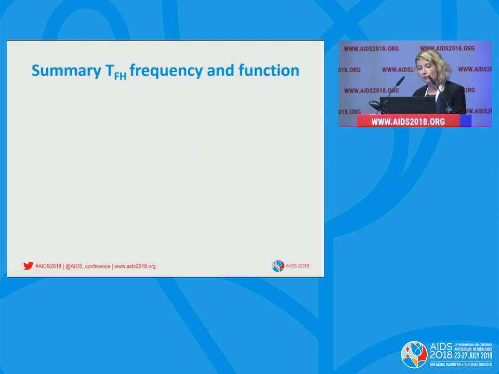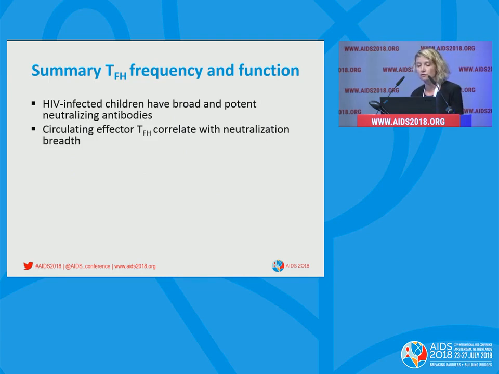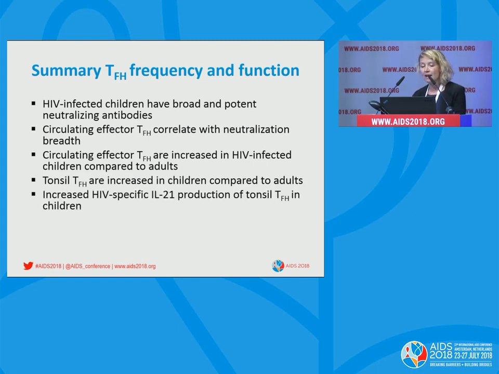So that I can sum up the first part of the presentation: HIV-infected children have broad and potent neutralizing antibodies, and circulating effector TFH cells correlate with neutralization breadth within this cohort of children. These cells are also increased in HIV-infected children compared to adults. When moving into tissue, we see that TFH cells are increased in frequency in children compared to adults, independent of HIV infection. And there is a strong HIV-specific IL-21 response detectable in children, which is absent in adults. And there are different observations between circulation and tissue.